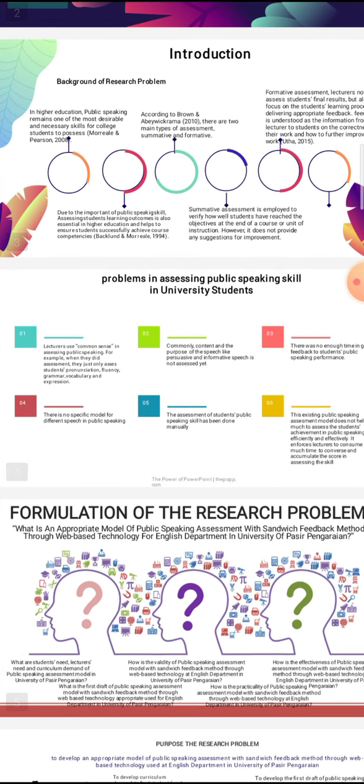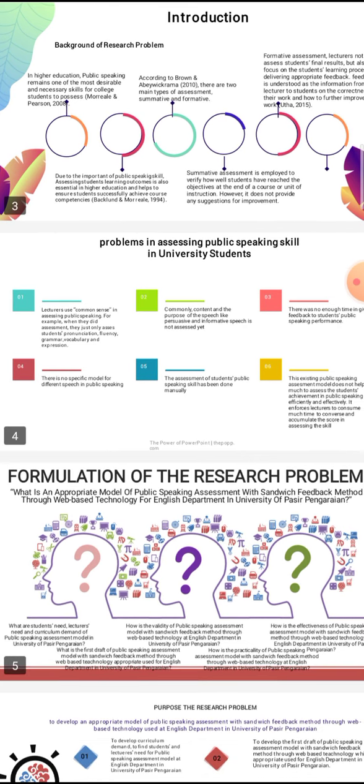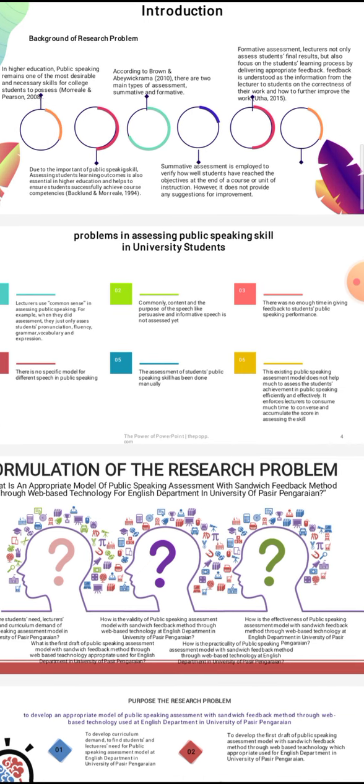If we are talking about public speaking skills in the university, there are some common practices in the environment. Usually, lecturers use common sense in assessing public speaking skill. For example, when they do assessment, they only assess students' pronunciation, fluency, grammar, vocabulary, and expressions. And commonly, the content and the purpose of the speech, like persuasive and informative speech, is not assessed yet. So I think there is not enough time in giving feedback to students' public speaking performance.